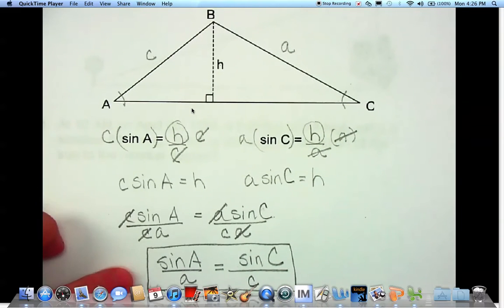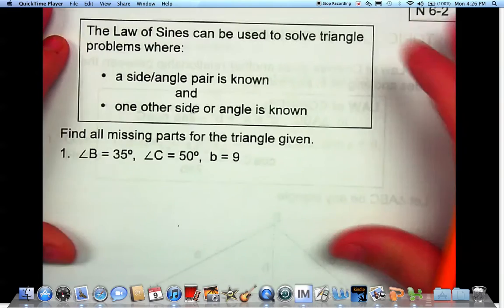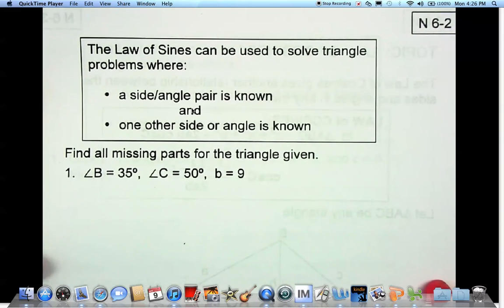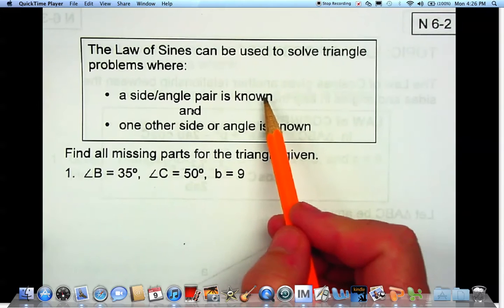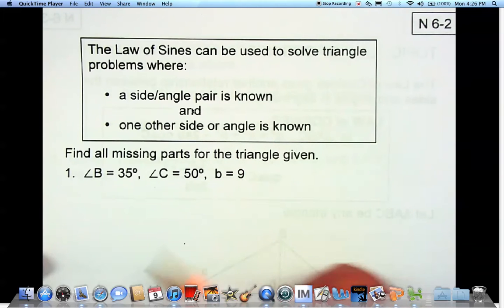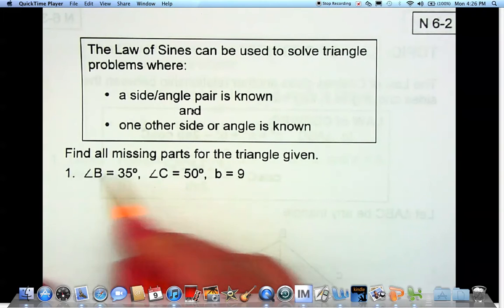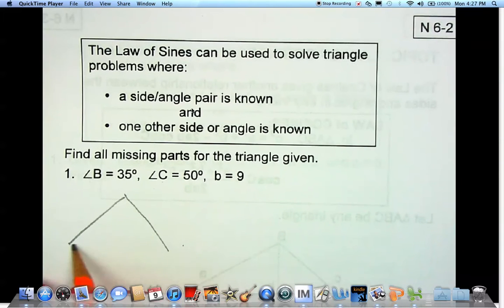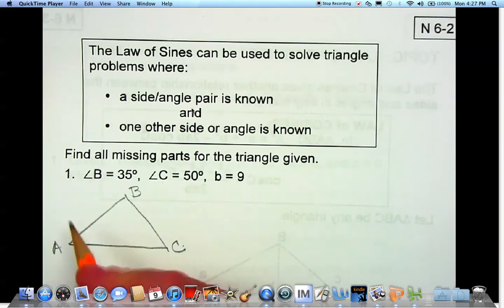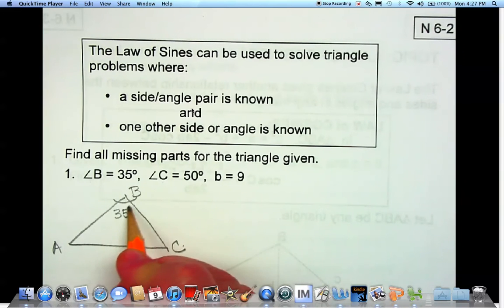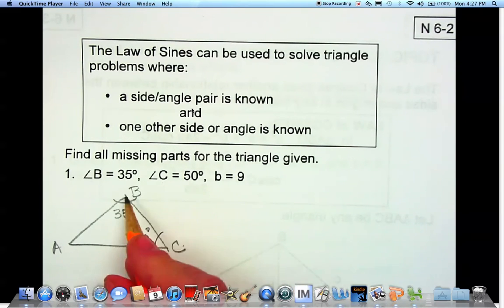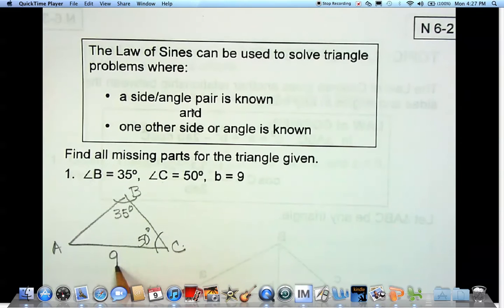Now we're going to use these ratios to find missing parts of triangles. The law of sines can be used to solve triangle problems where a side-angle pair is known. Like you know angle C and you know the side that goes with it, little c, and one other side or angle is known. So let's do triangle ABC. This would be A, B, and C. It doesn't matter how you label it. Angle B is 35 degrees. Angle C is 50 degrees. And little b, which is across from big B right here, is 9.